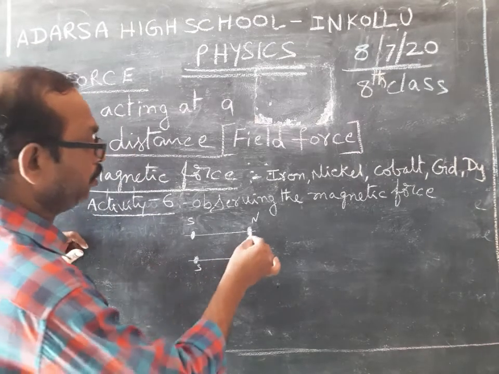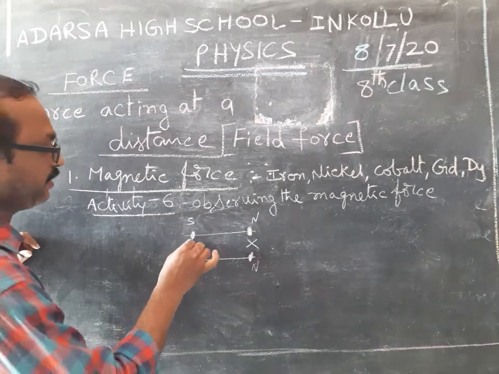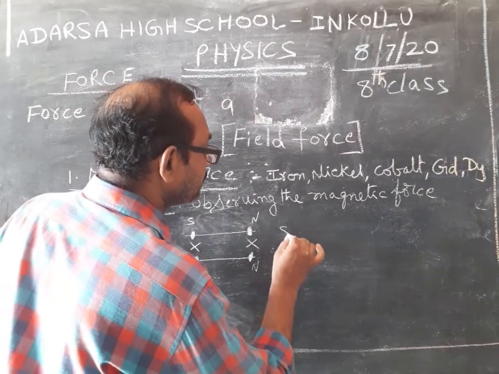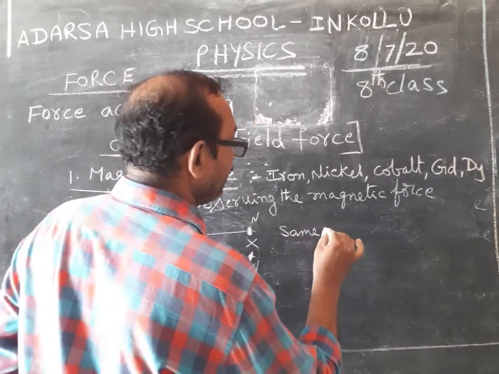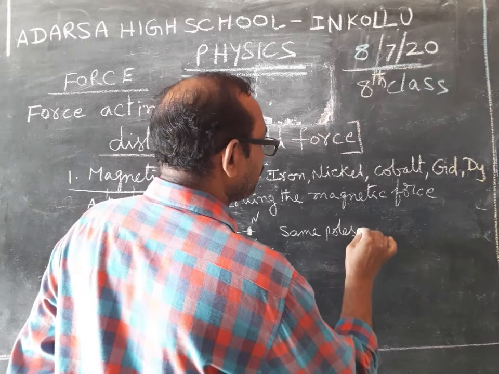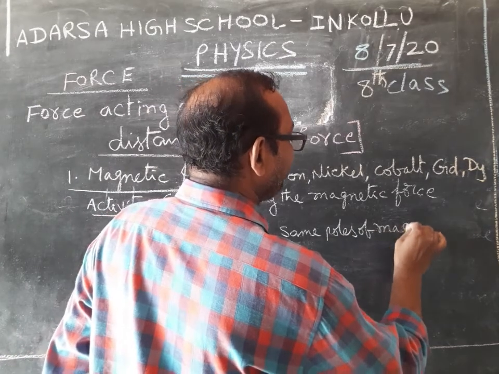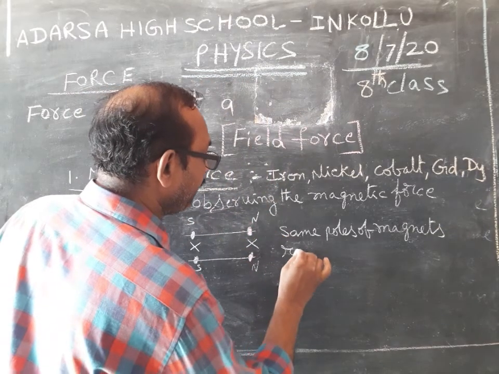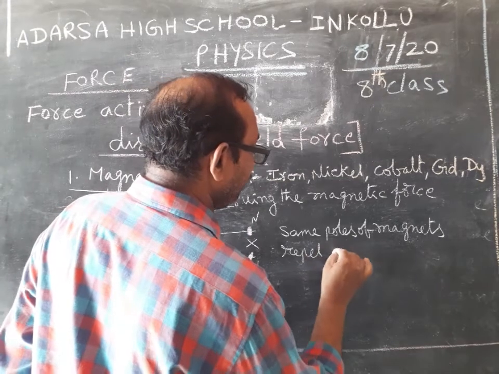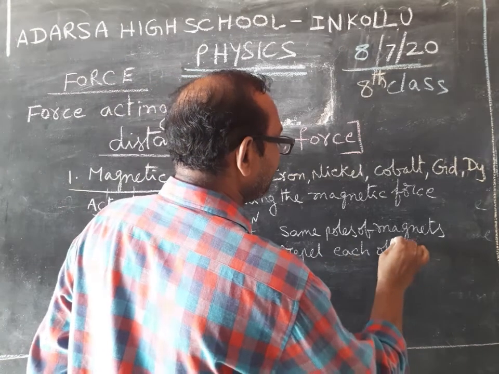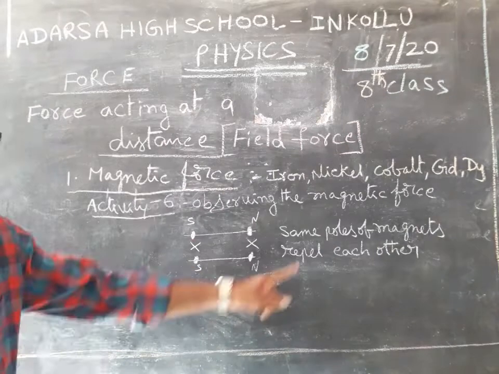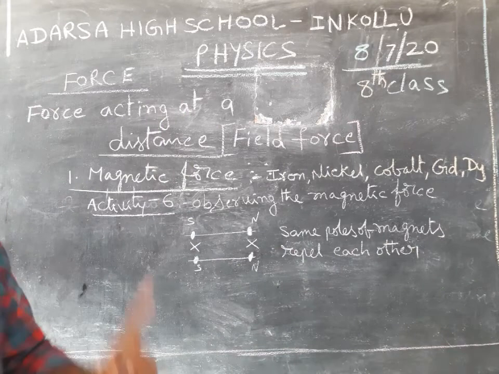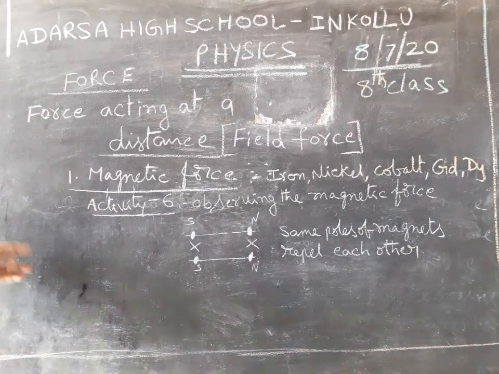North pole, north pole: they neither attract each other. So same poles of magnets repel each other. Same poles of magnets repel each other. Repel each other means they do not attract.